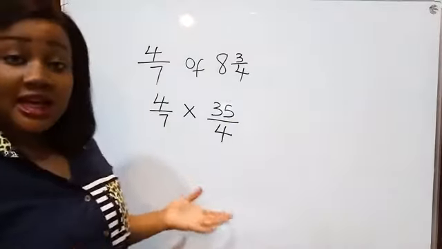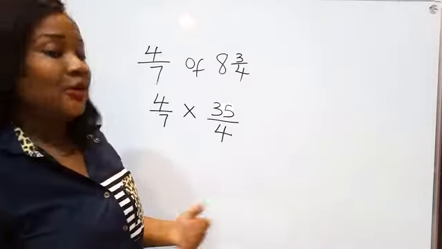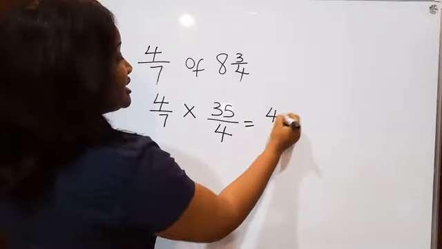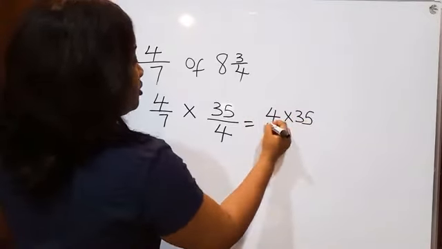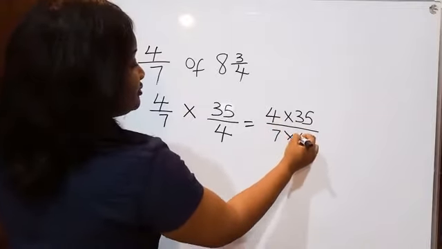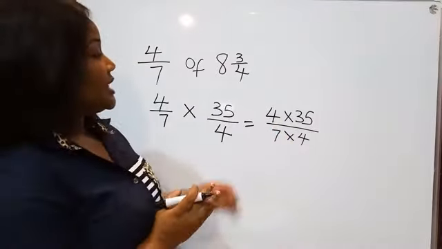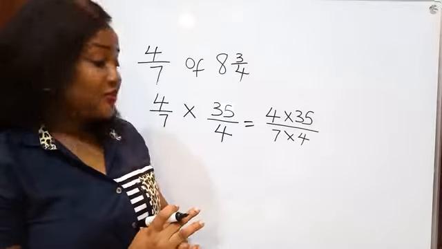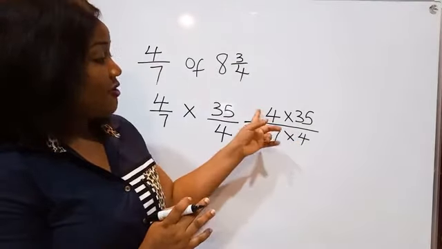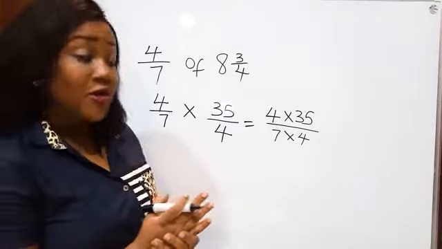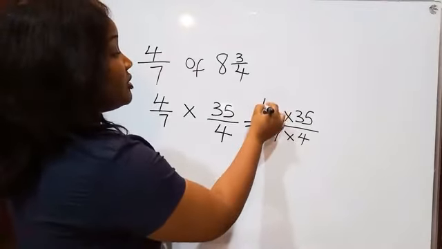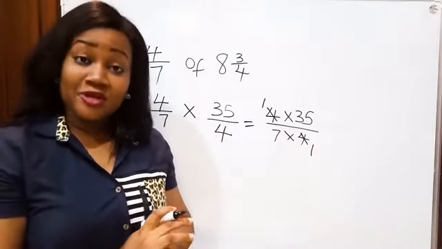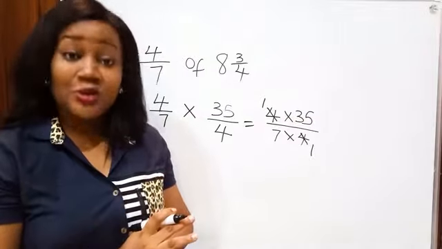Now, there is something we should note now. This is still the same thing as saying 4 times 35 all over 7 times 4. Now, looking at the numerator and denominator, you can notice that there are common factors that you could divide. 4 and 4 have a common factor of 4. So if you divide both of them, 4 divided by 4 gives us 1, 4 divided by 4 gives us 1. 35 and 7 have a common factor, which is 7.